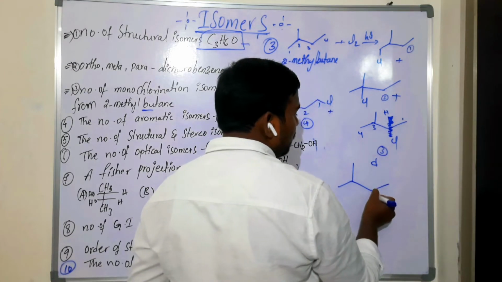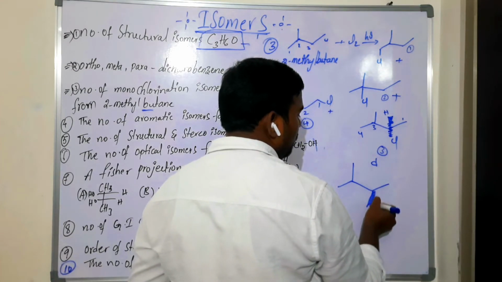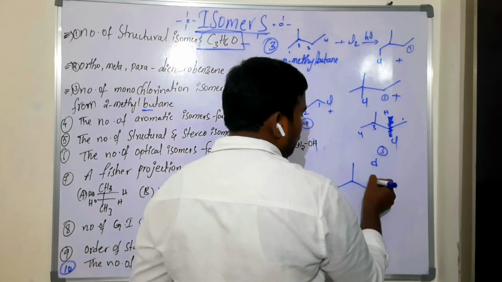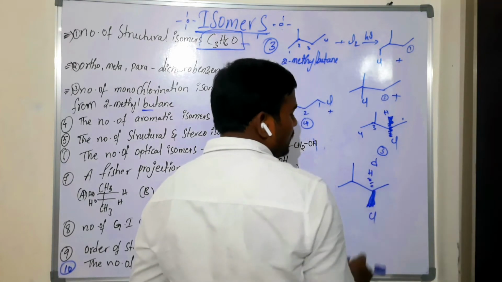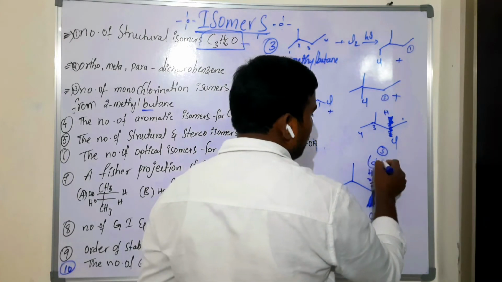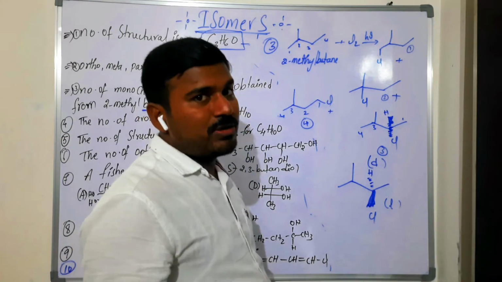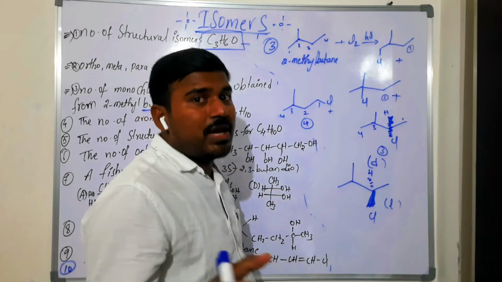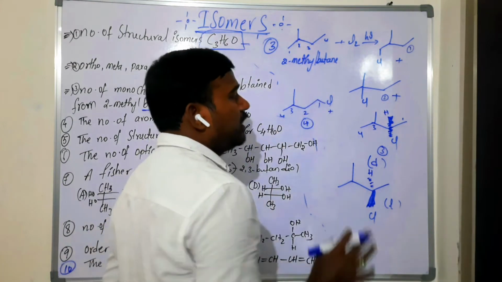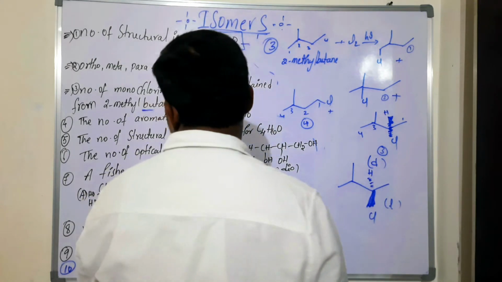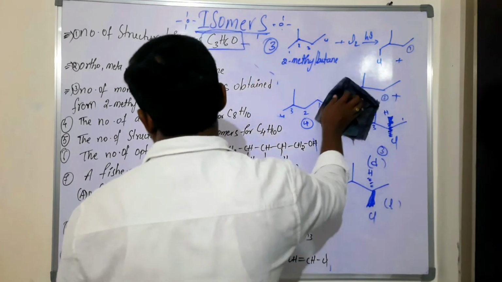In this case, if the chlorine is on the thick line and the hydrogen is on the dotted line, then it is the D isomer. For example, the other is the L isomer. If they include the stereoisomers also, the total is 5. If they are saying only structural isomers, then it will be 4. If they include the stereoisomers, then it will be 5. Is that clear? The third question is also clear.